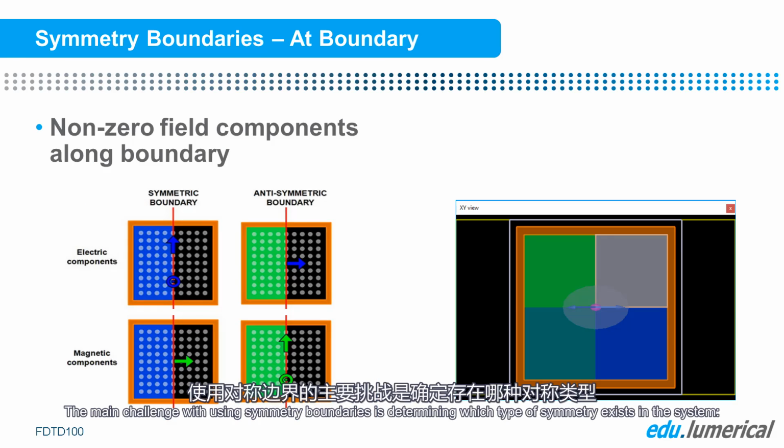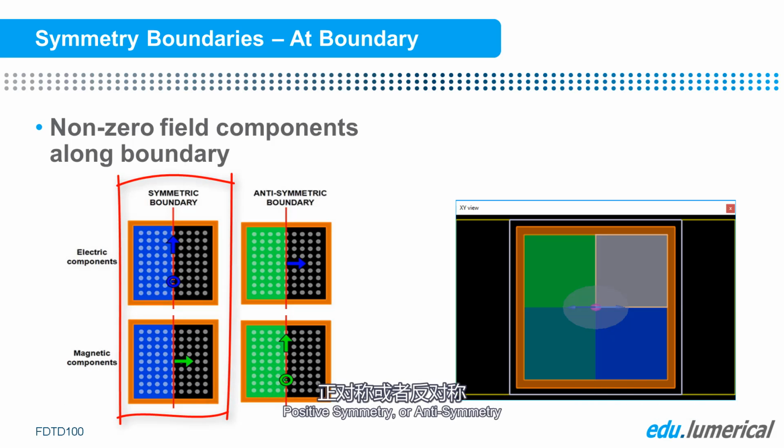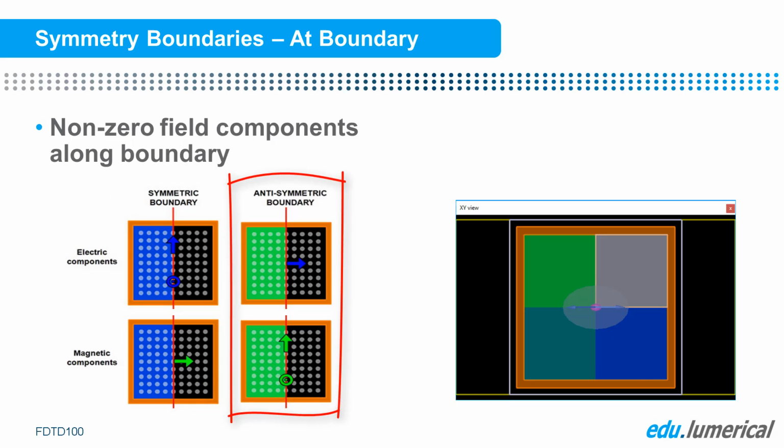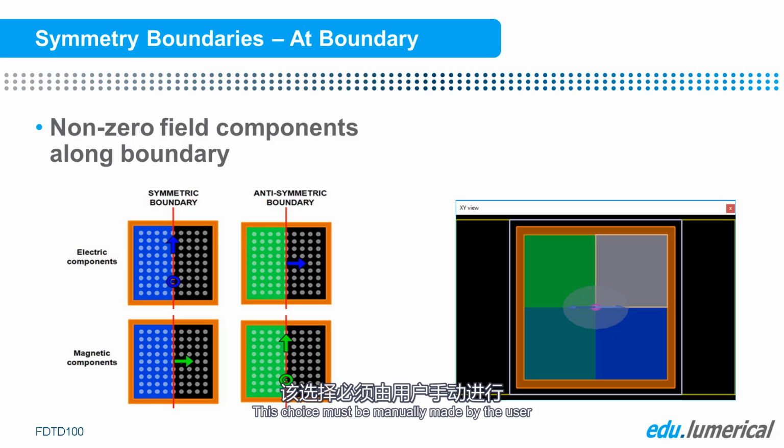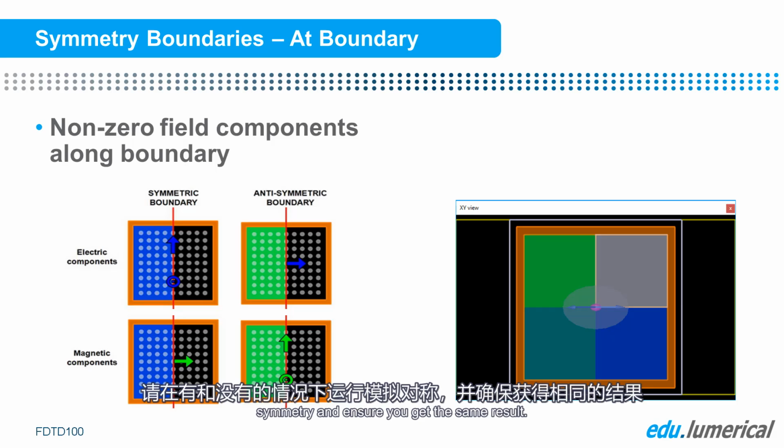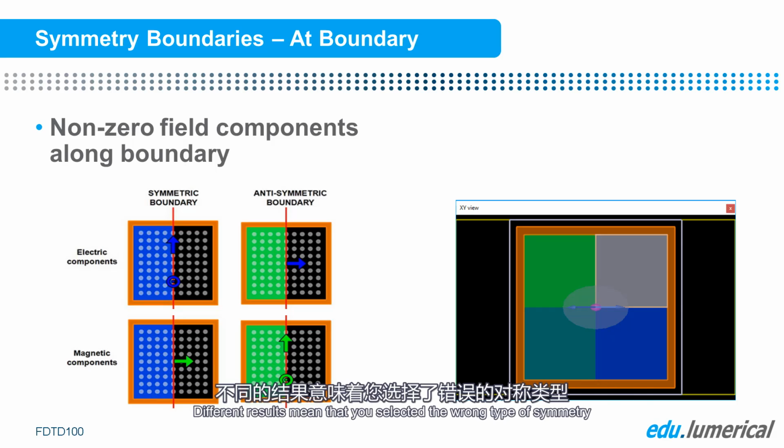The main challenge with using symmetry boundaries is determining which type of symmetry exists in the system, positive symmetry or antisymmetry. This choice must be manually made by the user. To be sure that you have selected the correct boundary, run the simulation with and without symmetry and ensure you get the same result. Different results mean that you selected the wrong type of symmetry.